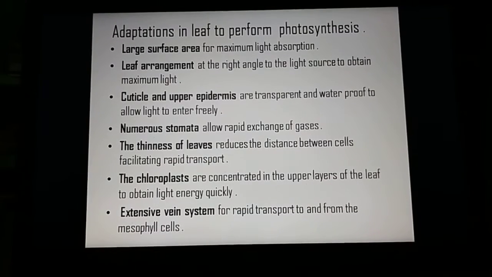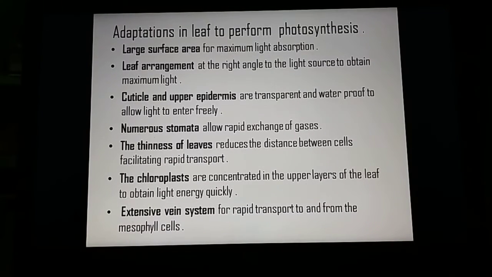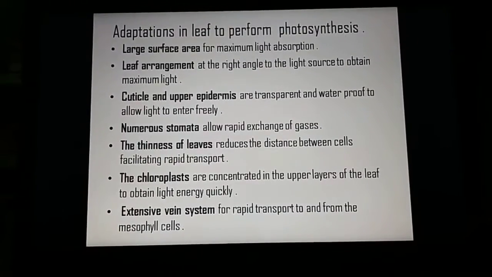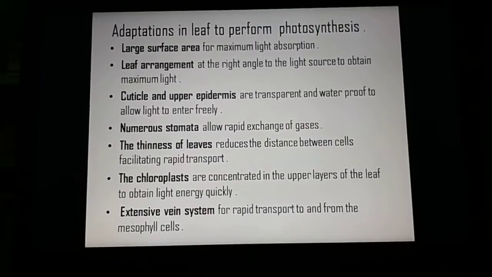Numerous stomata allow rapid exchange of gases. The thinness of leaves reduces the distance between cells, facilitating rapid transport. The chloroplasts are concentrated in the upper layers of the leaf to obtain light energy quickly. Extensive vein system for rapid transport to and from the mesophyll cells.